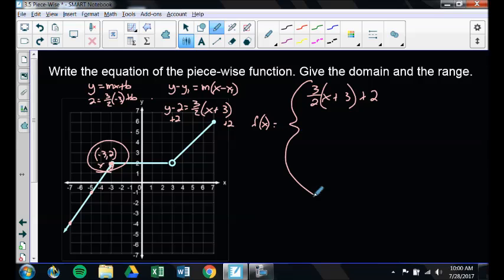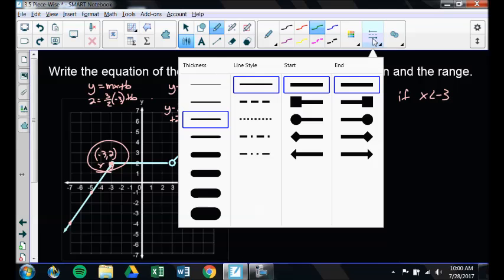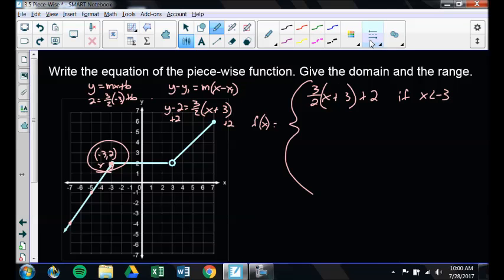There's the first piece of my piecewise function. This is happening if x is less than or equal to -3. Point-slope form can be really, really handy here. Middle piece is y equals 2 if x is between -3 and 3.